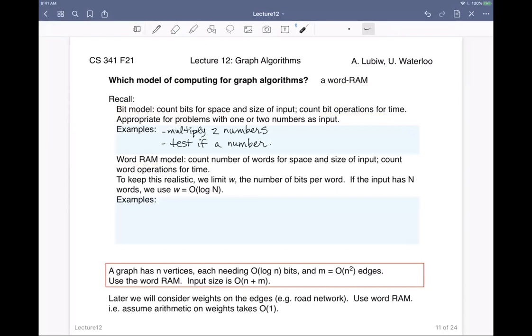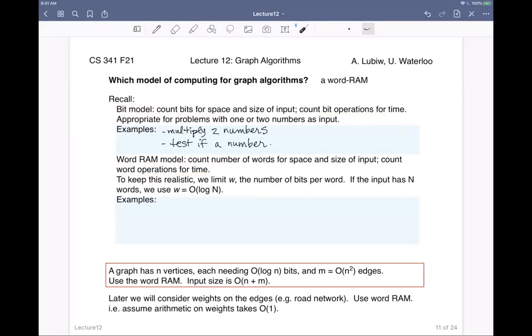On the other hand, the word RAM model sort of abstracts away from this bit model. When we talk about sorting taking n log n time, we're not thinking in terms of a bit model. We are thinking that I can compare two numbers in a unit cost. And for that, it's the word RAM model that we use. We are counting words for space and counting the size of the input in terms of the number of words we're given, and counting word operations as each one taking unit time. So how do I count time? I just count how many word operations there were.